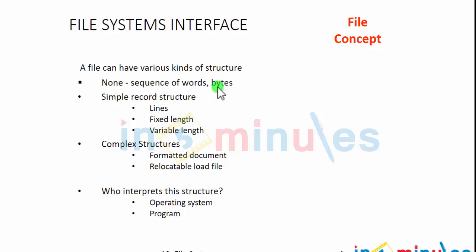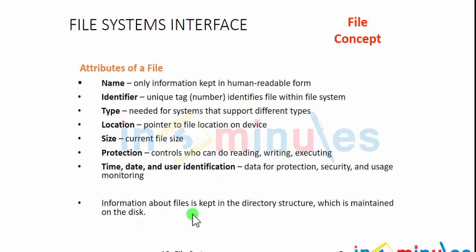Further, when it comes to the file, there is also a question: who is going to open the file? Is the OS going to come in and directly read and work, or will the OS read and give it to some specific application? So putting everything simply, records can be line, fixed length, or variable length. The complex structure has a formatted document or relocatable document as a clipboard format. Secondly, who is going to access or interpret this structure? Either the OS or the program.